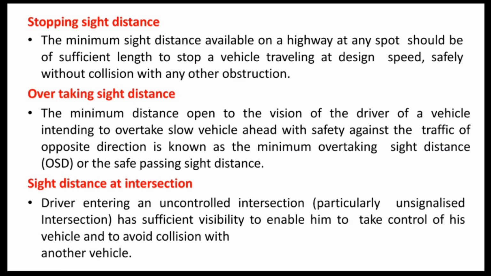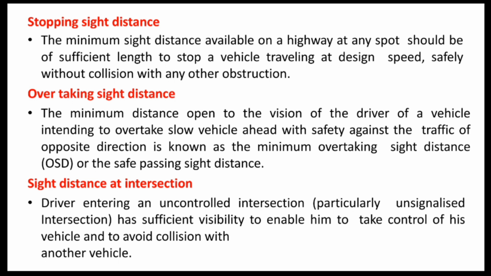Now the stopping sight distance, in short, is the minimum sight distance available on a highway at any spot, which should be of sufficient length to stop a vehicle traveling at the design speed safely without collision with any other obstruction. So that is the minimum distance available with the driver to stop the vehicle without any collision.